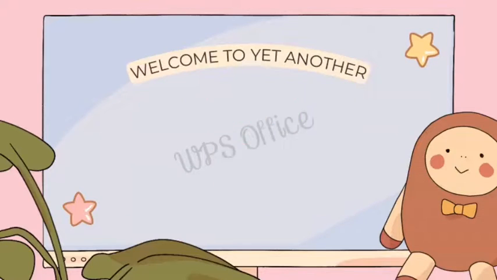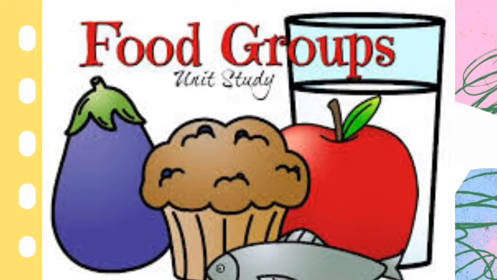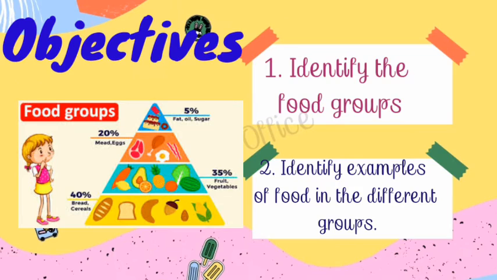So let's go straight to what we have for today. Our topic is on food groups. Can you say that? Food groups, bravo. So we're going to look at food groups, and before we go to the lesson, let's look at the objectives for this lesson. At the end of this lesson, you'll be able to identify the food groups and also identify examples of food in the different groups. So I would want you to sit back, relax yourself, and please pay rapt attention as we go through the lesson for today.